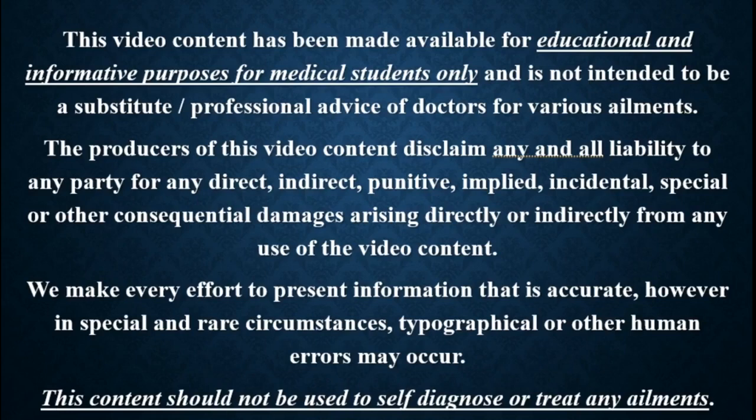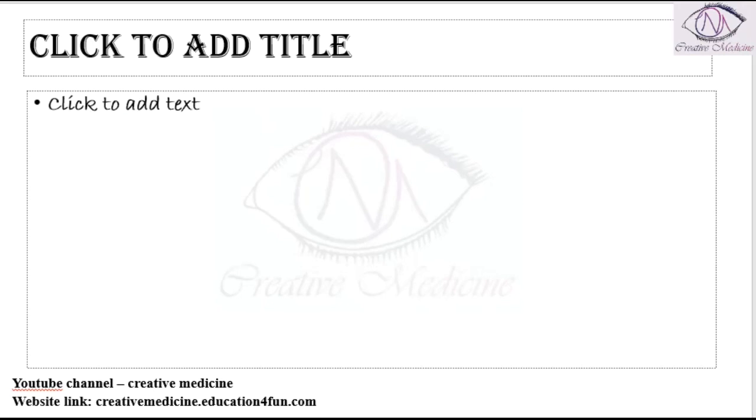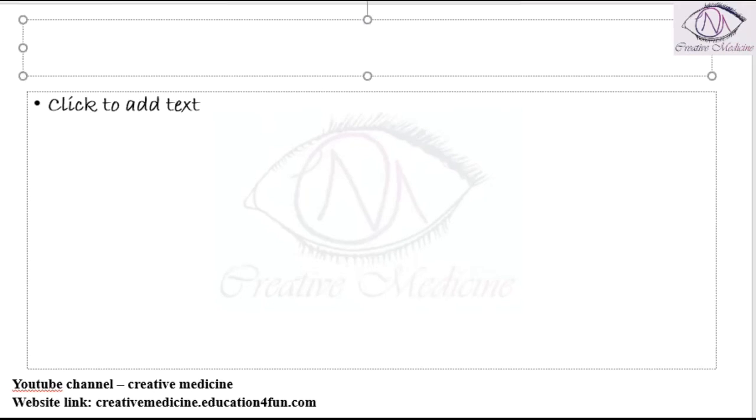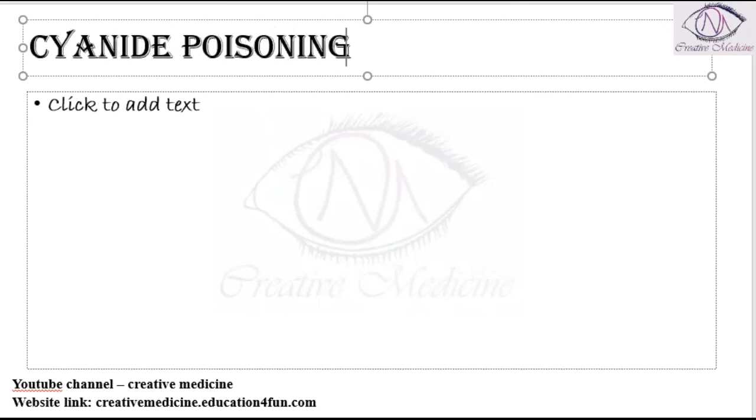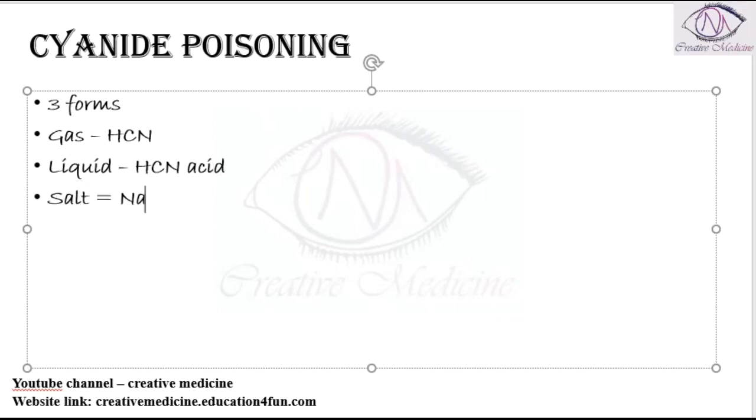In this lecture, we will learn about cyanide poisoning. Cyanide poisoning exists in all three forms. Cyanide can exist as hydrogen cyanide gas, or as a liquid or acid, which is hydrocyanic acid. Cyanide can also exist as a salt, like sodium and potassium cyanide.